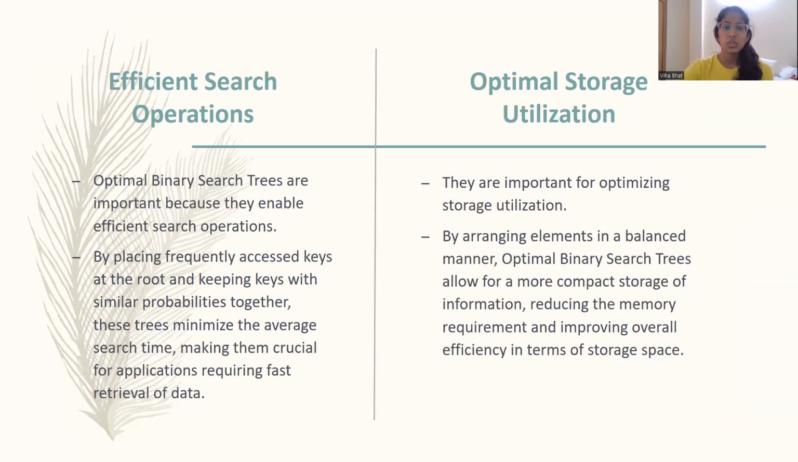Efficient search operations. Optimal binary search trees are important because they enable efficient search operations. By placing frequently accessed keys at the root and keeping keys with similar properties together, these trees minimize the average search time, making them crucial for applications requiring fast retrieval of data. The next advantage is optimal storage utilization. They are important for optimizing storage utilization by arranging elements in a balanced manner. Optimal binary search trees allow for a more compact storage of information, reducing the memory requirement and improving overall efficiency in terms of storage space.